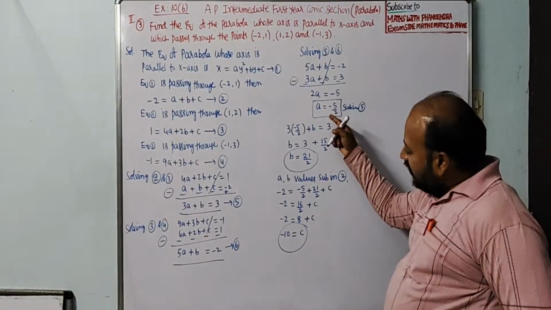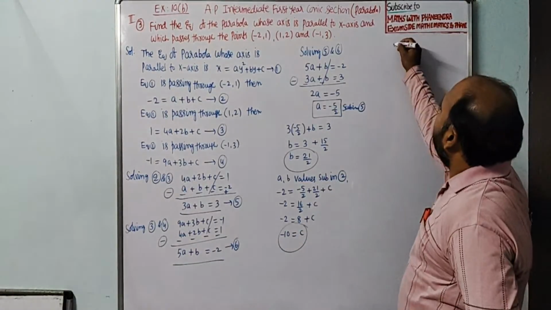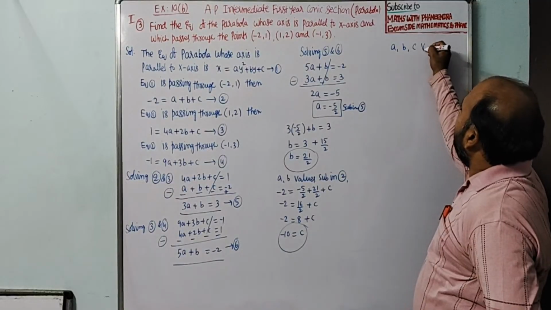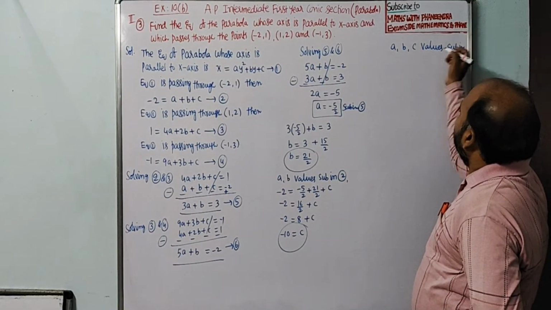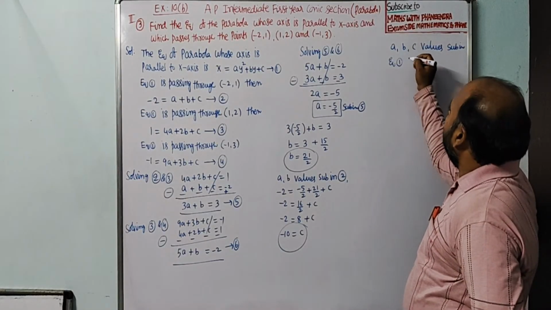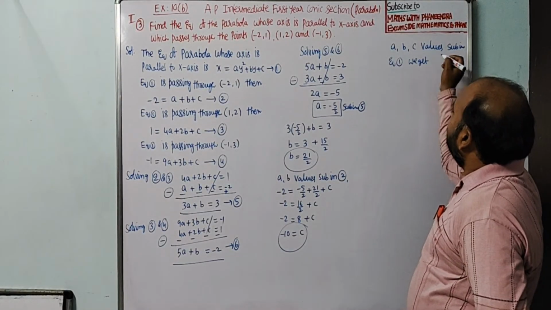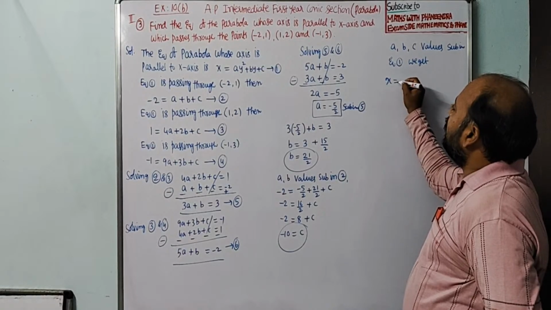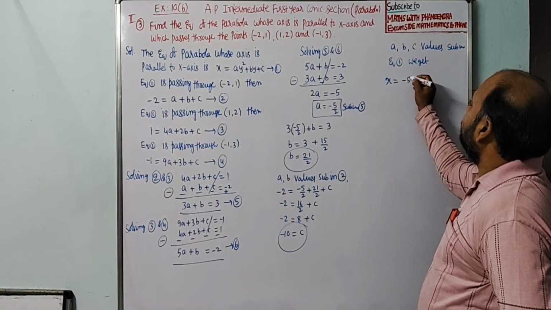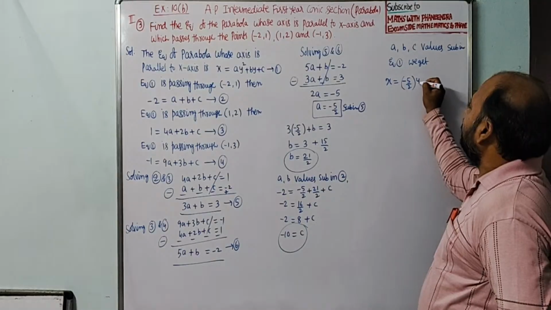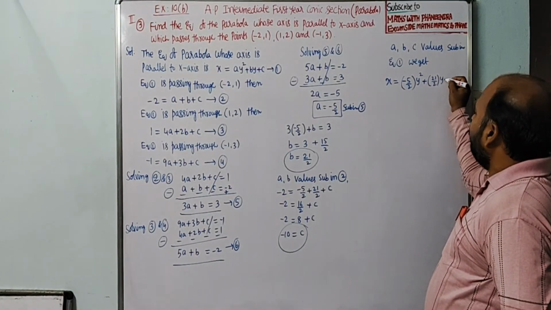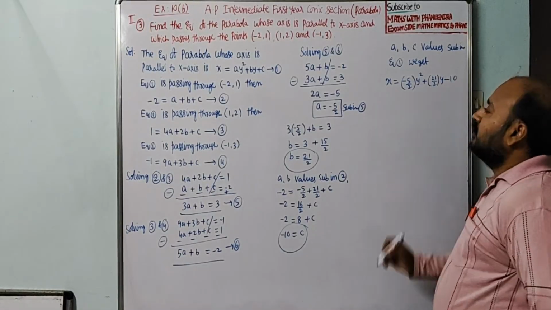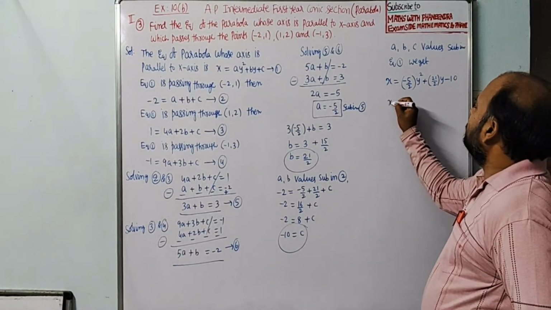So after getting a, b, c values, substitute in equation 1. We get x is equal to ay square means minus 5 by 2 into y square. B means 21 by 2 into y. C value minus 10. Let us take LCM and simplify.